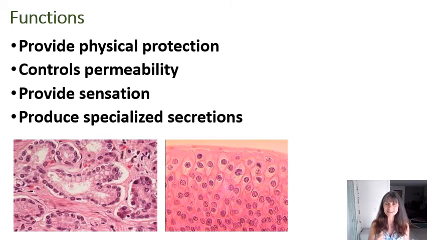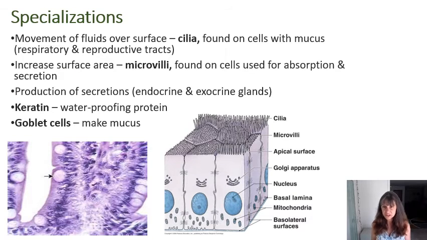Epithelial tissue has a lot of different functions depending on the type of epithelial tissue. We'll look at the different types. It can provide protection. It can control permeability. It can provide sensation. It can also produce specialized secretions. The functions of epithelial tissue are going to be determined by different things.